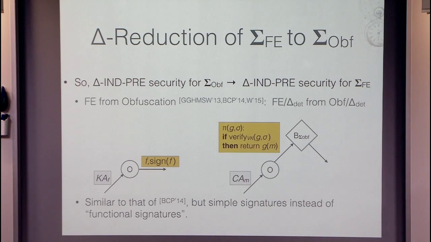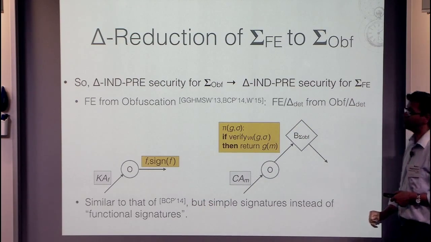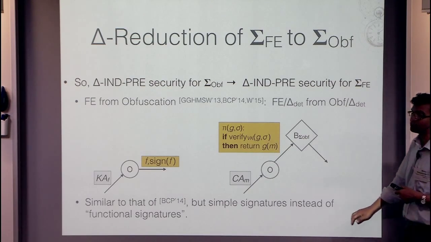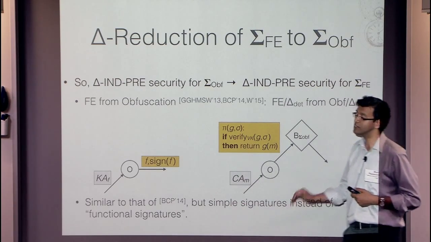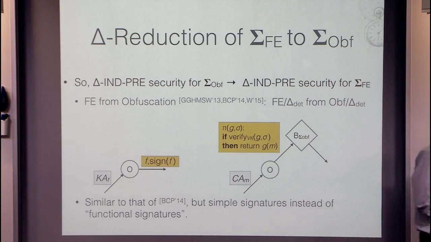This in fact is similar to a construction by Boyle et al. from last year, except they needed something more complicated than just signatures because they were not using this delta int pre-secure obfuscation, but only delta star, which is this obfuscation.